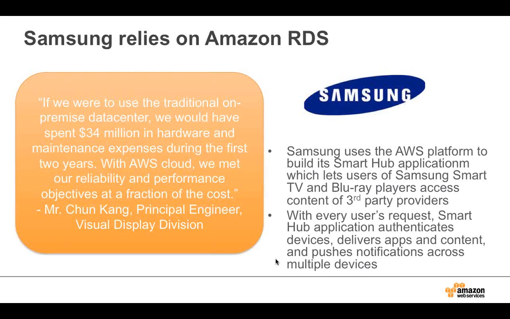For example, Samsung, when it was rolling out a media feature to go behind its smart TV line and its Blu-ray player line, chose AWS to build their solution on top of. They had originally been considering building a new physical data center solution to host this. Instead, they built it into the AWS Cloud, and by using RDS and the other services we have to offer, they're able to save more than $30 million during the first 2 years.